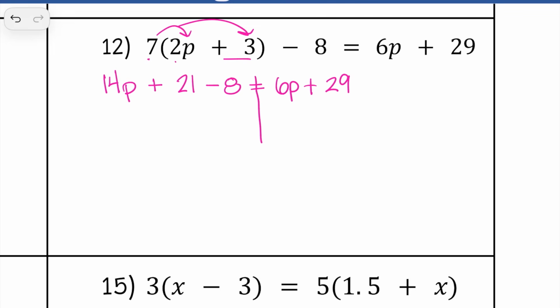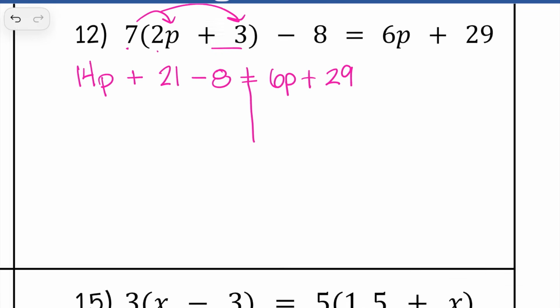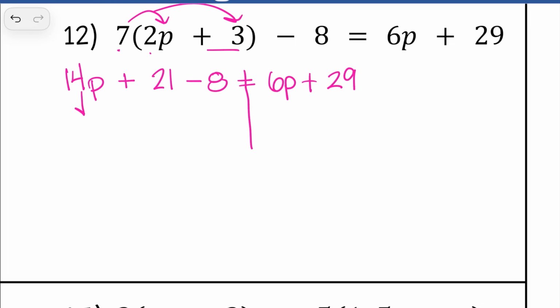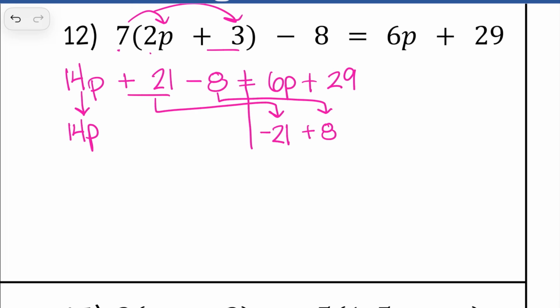Now I can use my vertical line method to help me get everything solved. Start at the beginning. 14p, that's a variable, and it's on the correct side, so it came straight down. The positive 21 is on the wrong side, so it needs to come over here and change signs, becomes a negative 21. The negative 8 needs to come over here. It's on the wrong side, becomes a plus 8. Remember, if you cross the vertical line, your sign changes. 6p has to come over on this side, and instead of positive 6p, it becomes minus, or negative, 6p. And then the positive 29 is on the side it should be on, so it comes straight down.